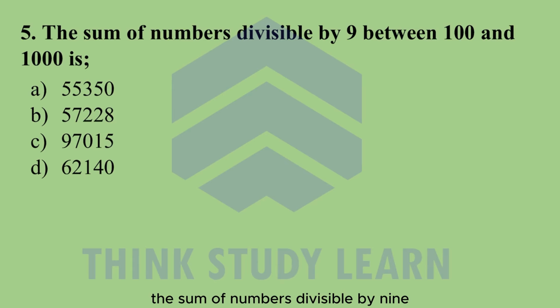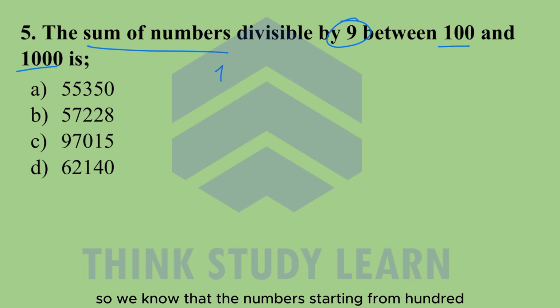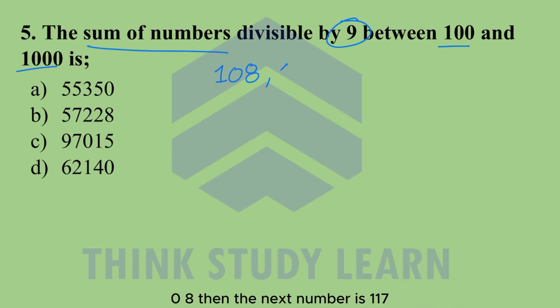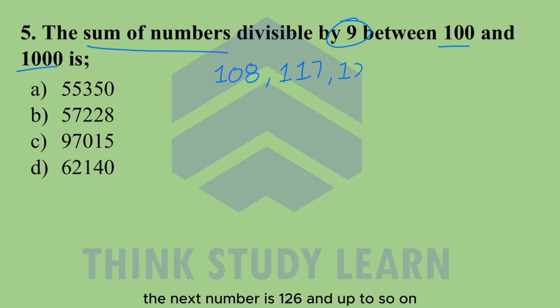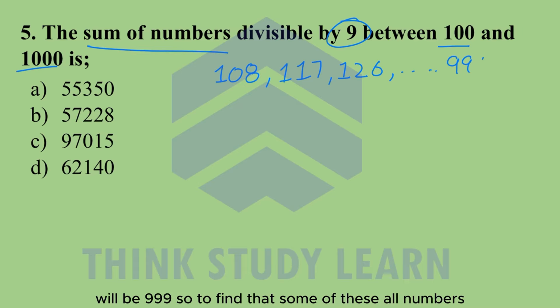The sum of numbers divisible by 9 between 100 and 1000. So we have to find the sum of numbers between 100 and 1000 that are divisible by 9. So we know that the numbers starting from 100 that are divisible by 9, the first number is 108, then the next number is 117, the next number is 126, and so on. The last number that will be divisible by 9 up to 1000 will be 999.